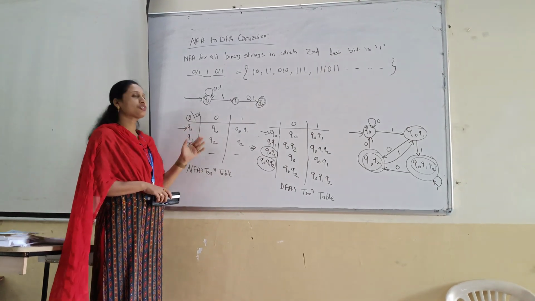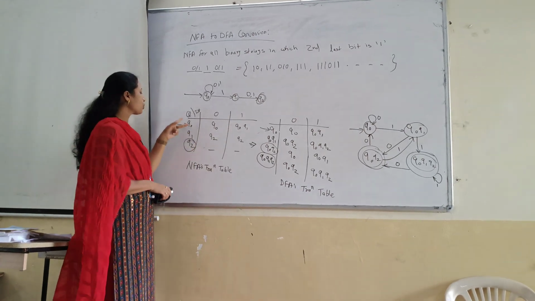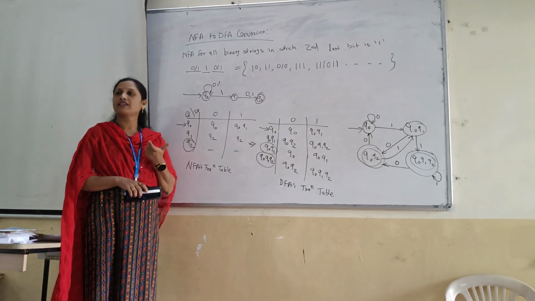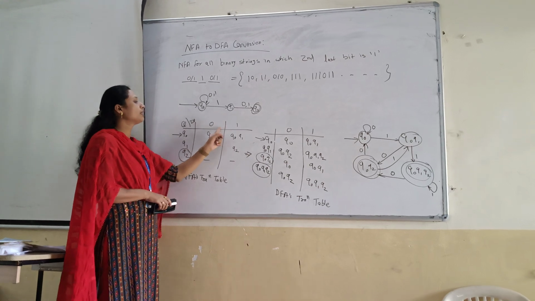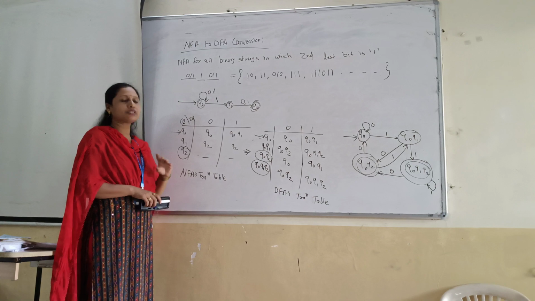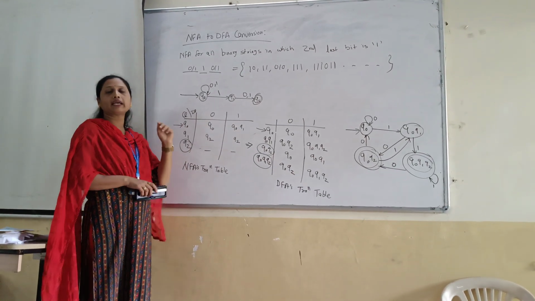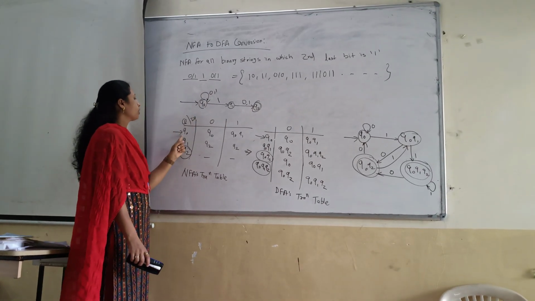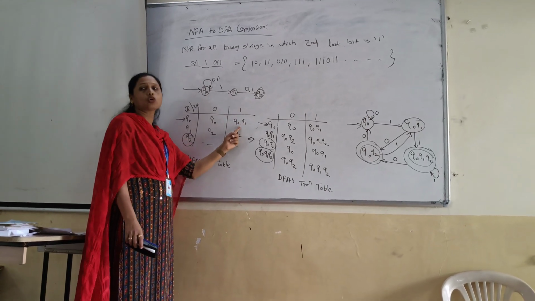Afterwards, draw the transition table for this NFA. While drawing the transition table, you should list all the states first. Capital Q means finite set of states. That is Q0, Q1, Q2. What is the input given? 0 and 1. We need to list binary strings, that's why here 0 and 1. Now, Q0 on 0, everybody tell me. Q0 on 0 moves to Q0. Q0 on 1 moves to Q0 as well as Q1.